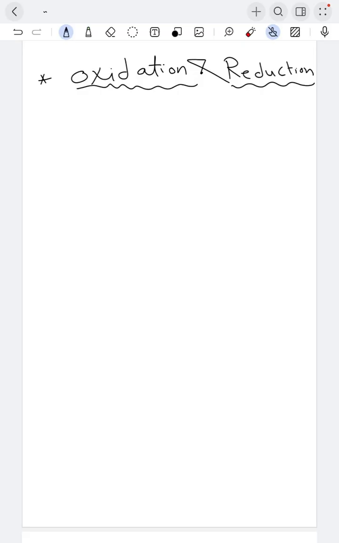Hello, today we'll talk about oxidation and reduction. It's a very easy topic. We can go through some definitions for oxidation and reduction in order to know how we can differentiate between oxidation and reduction.